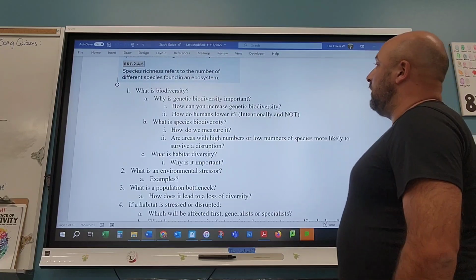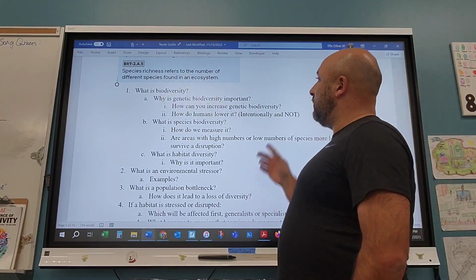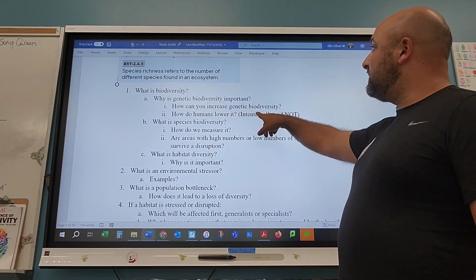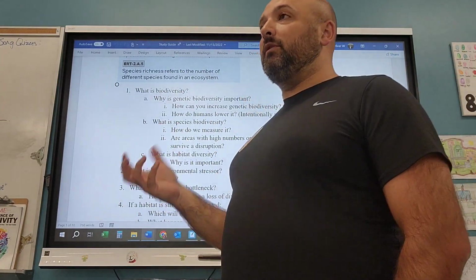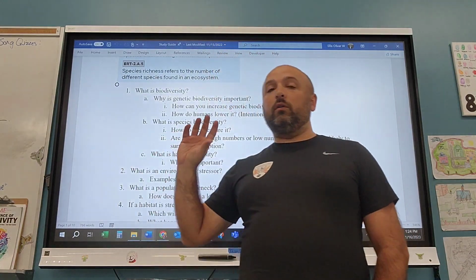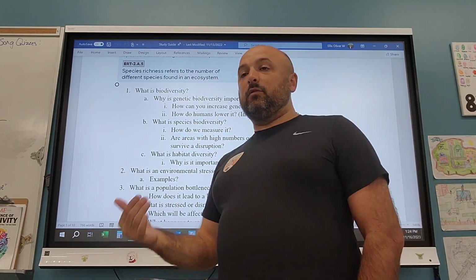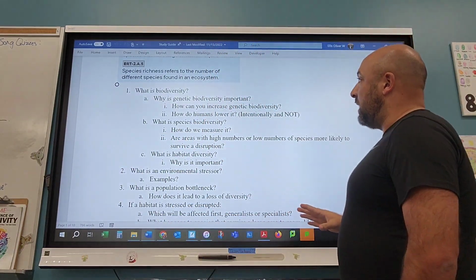How do humans lower it intentionally and not? So we will often intentionally lower the biodiversity by creating monocultures because we really like a certain apple taste or the way it grows. So we grow all those apples with the exact same genes. That's creating a monoculture, and that's problematic.